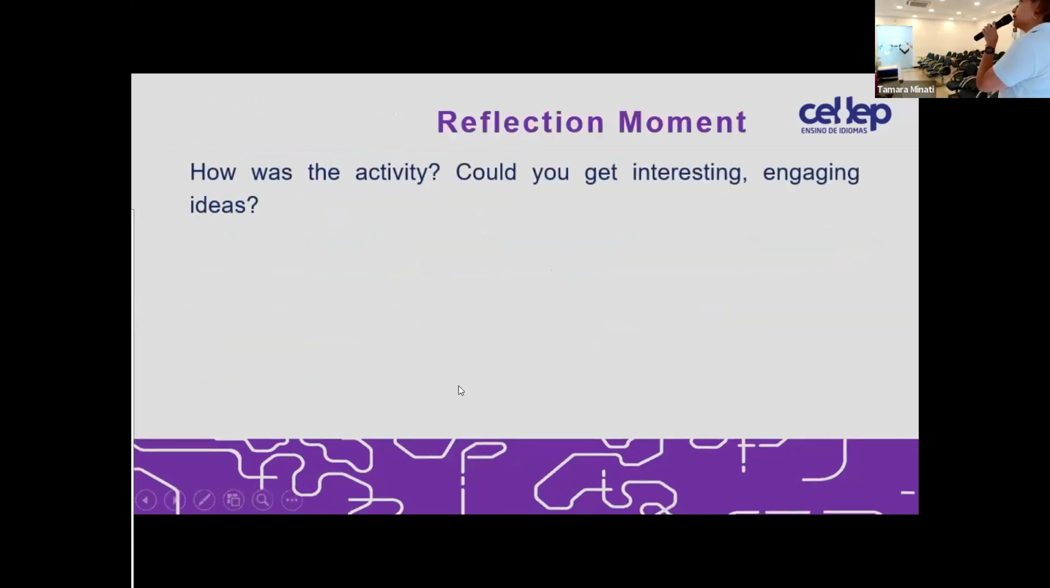Let's reflect a little bit. How was the activity? Could you get interesting, engaging ideas? I want to know about the different patterns of interaction, because we had individual people working, we had people in groups and people in pairs. So how was it working in this pattern of interaction? Was it good? Do you think that the ideas you got were interesting? Who would like to share?